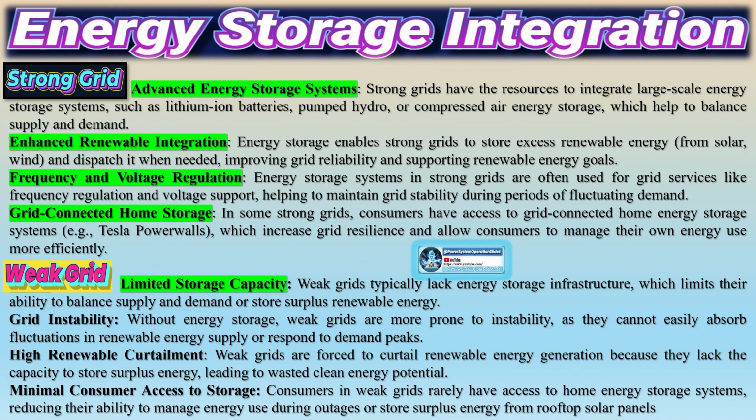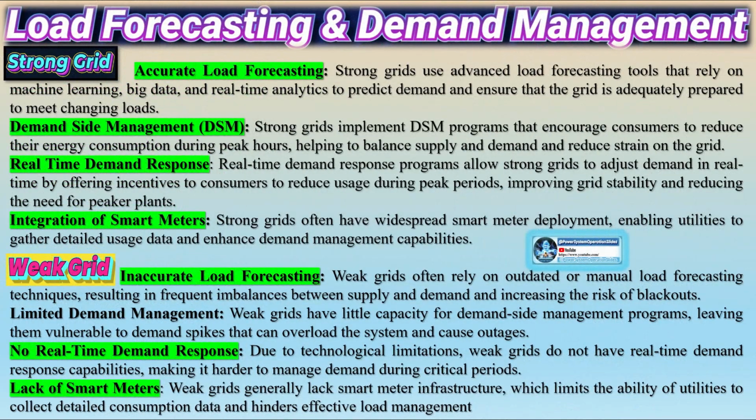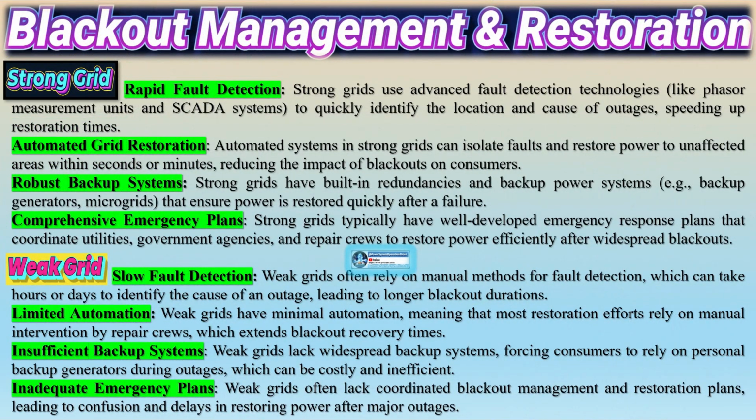Weak grids often rely heavily on a single or few energy sources, such as coal or hydropower. A drought, fuel shortage, or technical failure can cause severe power shortages. Weak grids lack the flexibility to incorporate significant amounts of renewable energy, as they often don't have the technology or infrastructure to manage intermittent supply like wind and solar. Weak grids may rely heavily on energy imports, making them vulnerable to geopolitical tensions, price fluctuations, and supply interruptions.